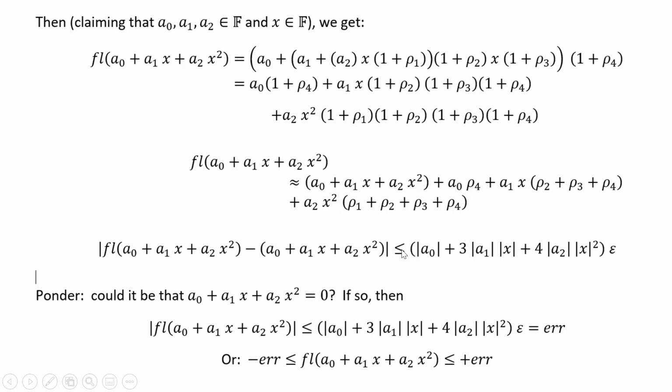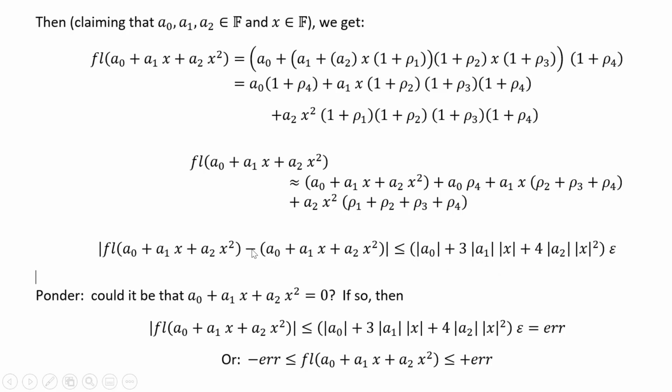And I know that's going to be less than or equal to the a0, so I'm going to be absolute valuing the terms over here, a0, and then here for the a1x term, I'm going to end up with a 3, factoring out the machine epsilon, because I know that each row is less than a machine epsilon, and I've got 3 rows there, so I have a 3 scaling the a1x, and then scaling the a2x squared, I'm going to have 4, because I have 4 rows there. So there is my bound right there.